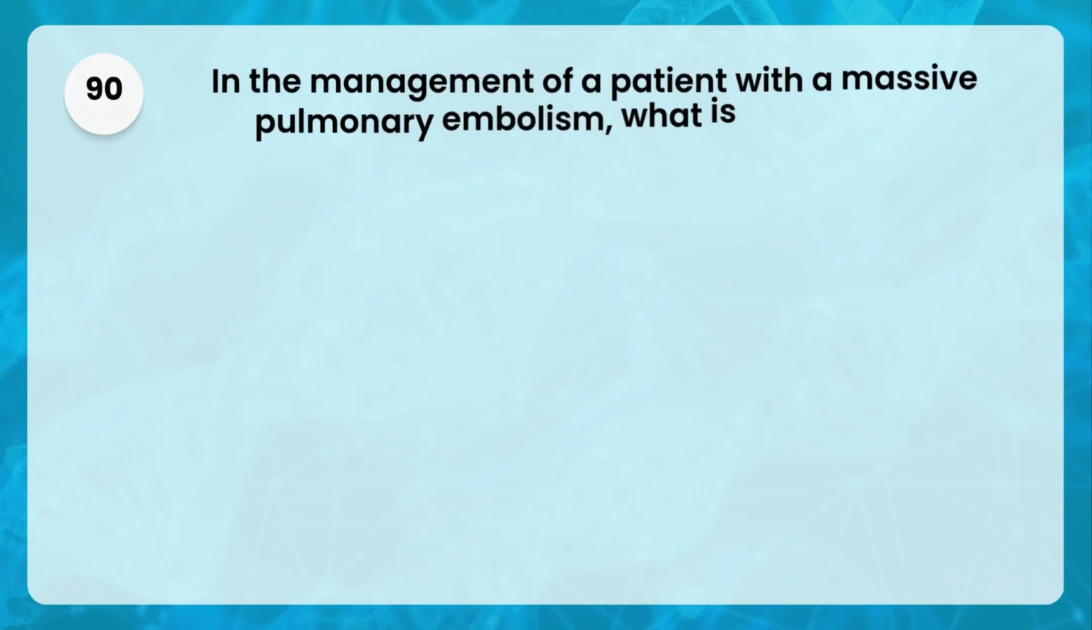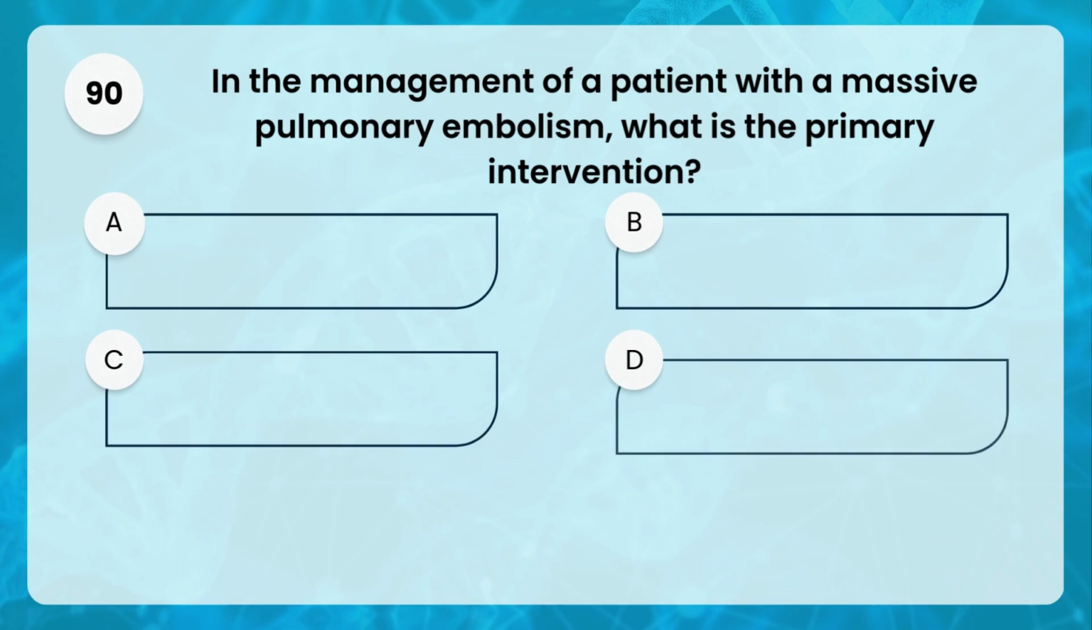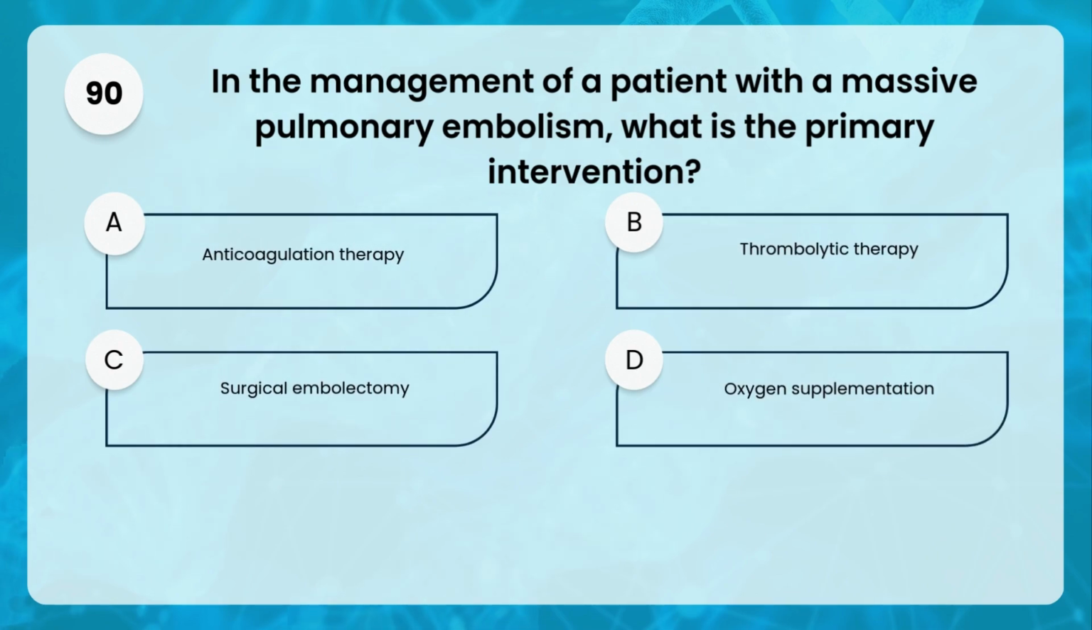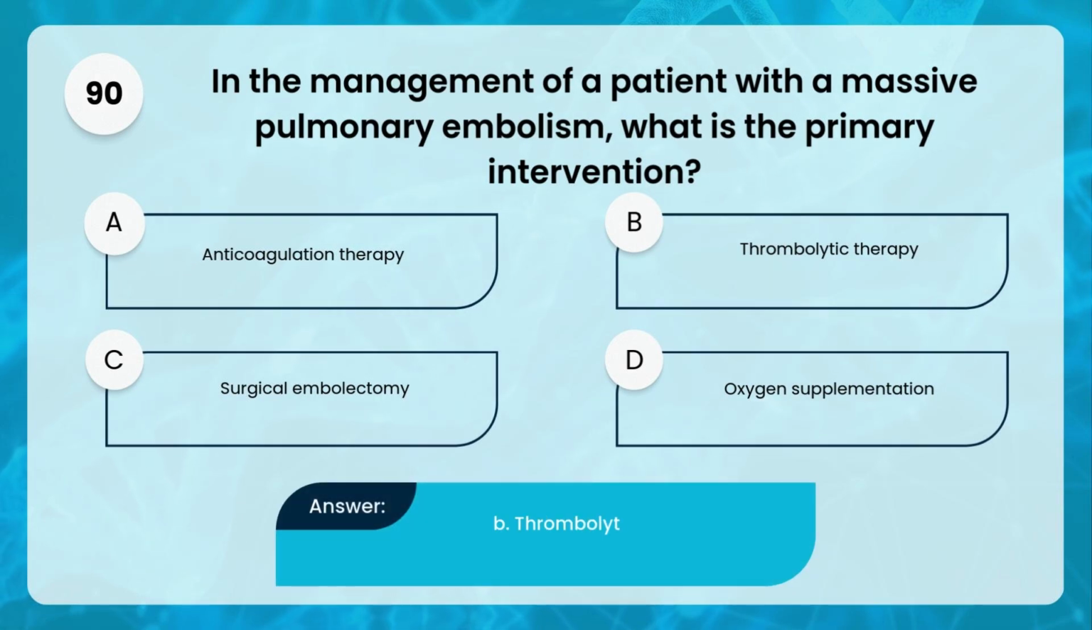90. In the management of a patient with a massive pulmonary embolism, what is the primary intervention? A. Anticoagulant therapy. B. Thrombolytic therapy. C. Surgical embolectomy. D. Oxygen supplementation. The answer is B. Thrombolytic therapy.